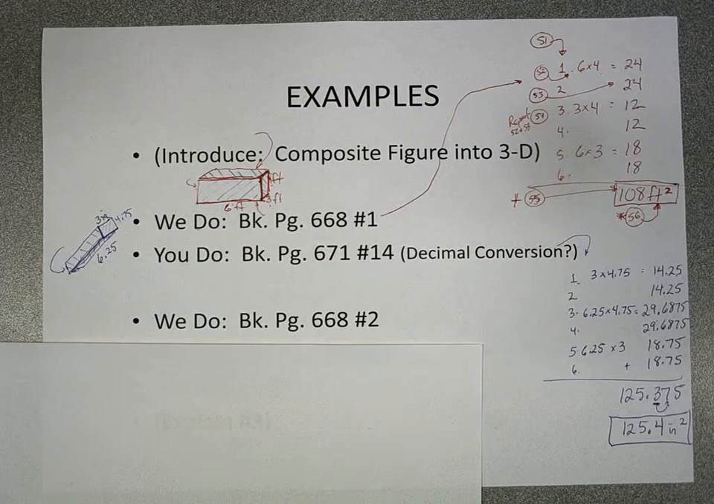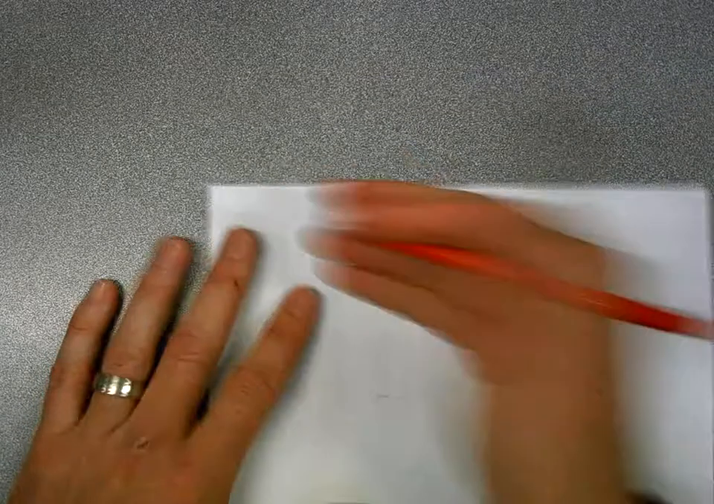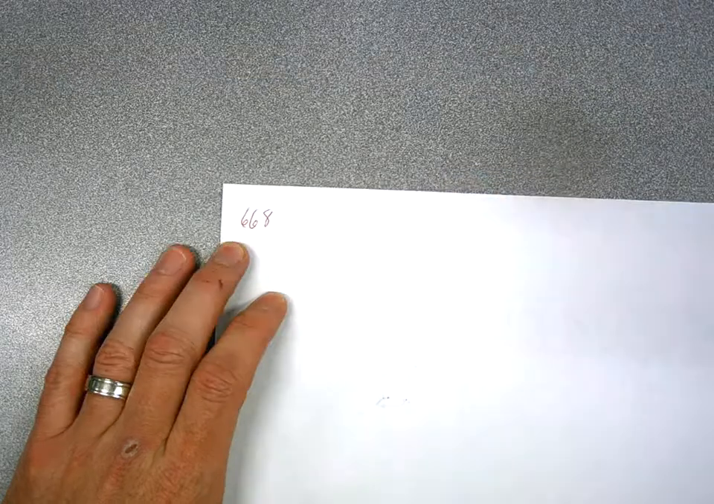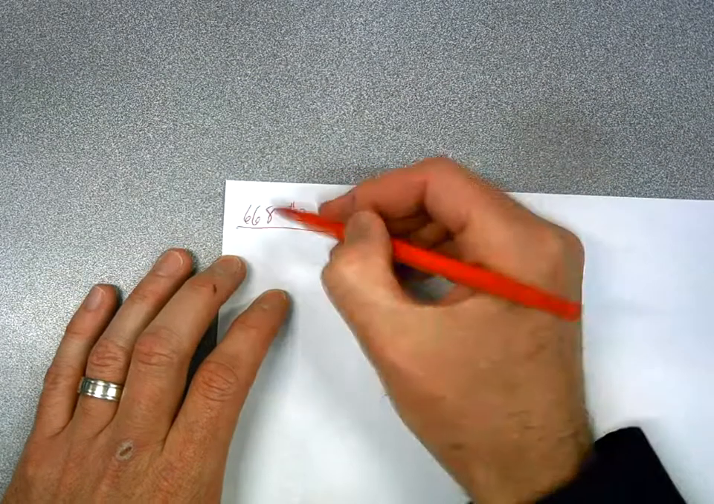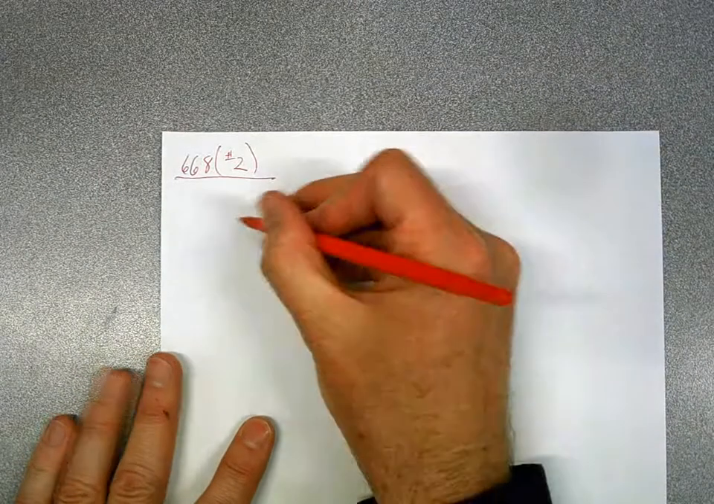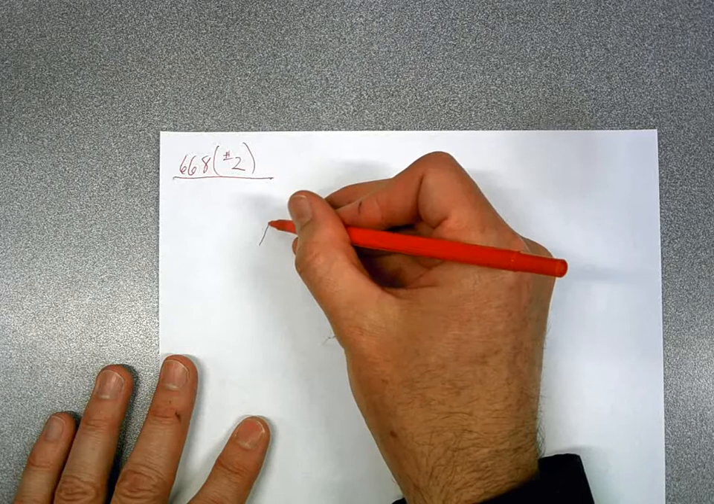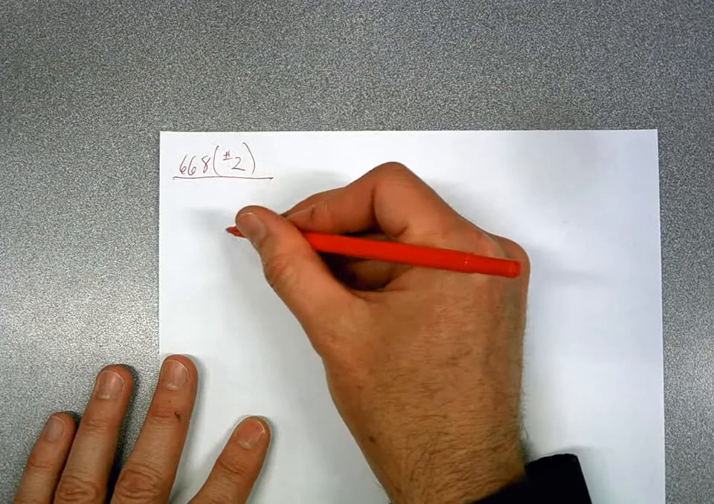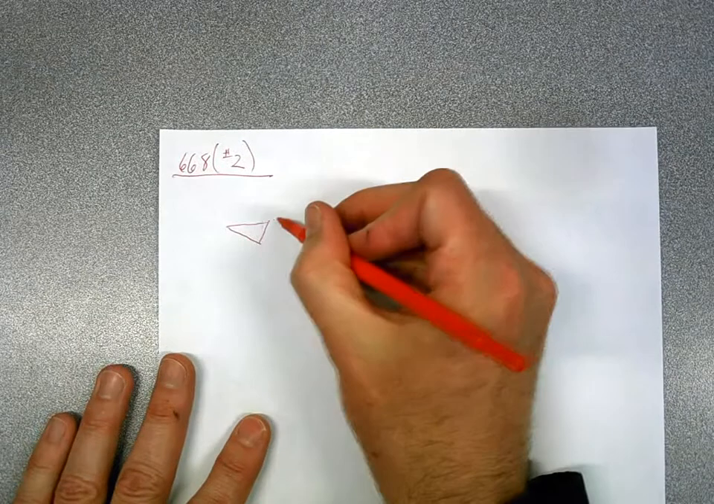So here's what I'm going to do. I'm going to flip this paper over here. And so we're on page 668, problem number 2. All right, so let me try my best to draw this thing. I'm going to draw it where we can see it a little bit better. So kind of slant it over a little bit. So here we go.